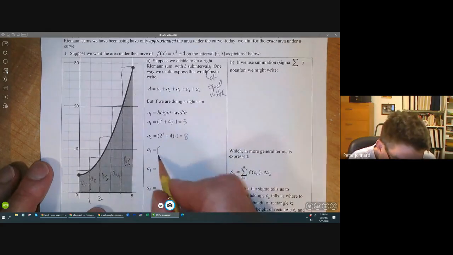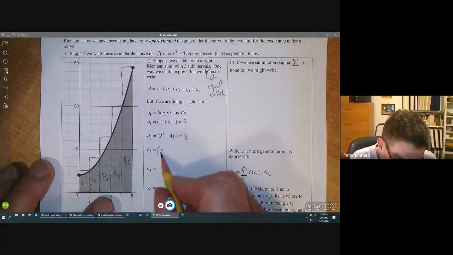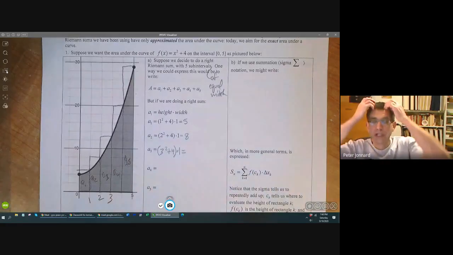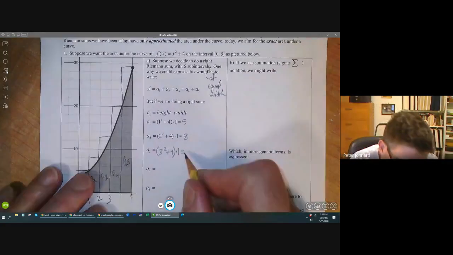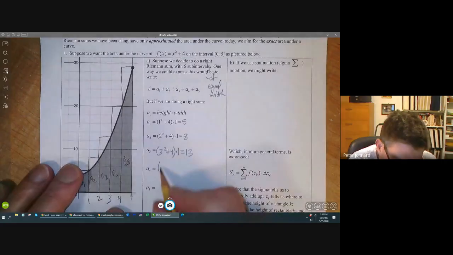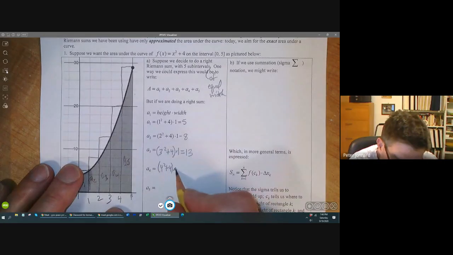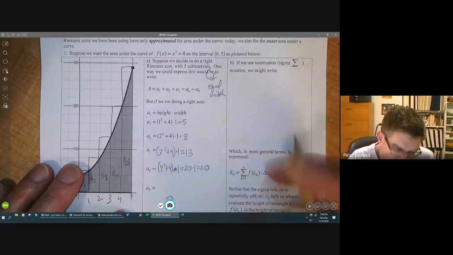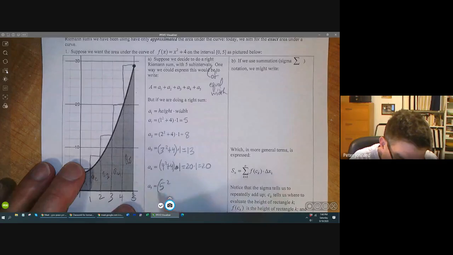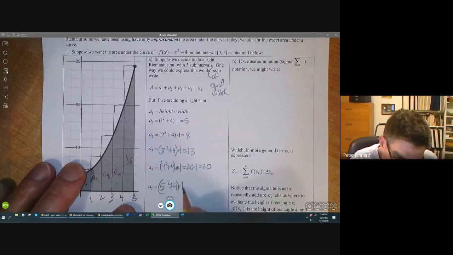Area 3 would be, we put in a 3 squared plus 4 times the width. So what is that? 9 plus 4, 13. Okay, area 4, we'd put in a 4 for this side. 4 squared plus 4, that's times 1, equals 20 times 1, which is 20. And then finally, the last rectangle, 5 squared plus 4 times 1, which is 29.